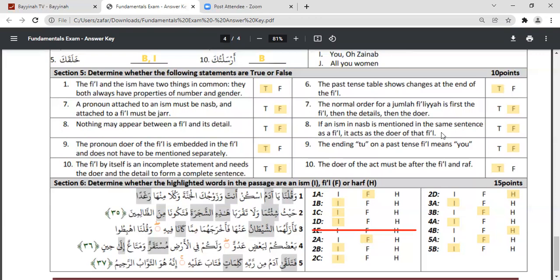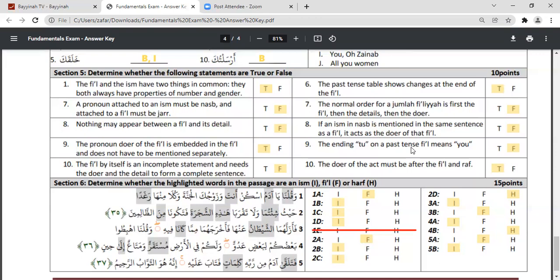No, not at all, because this is the first lesson that we did, that the doer is always in the rafa status, right? The ending tu on a past tense fa'il means you. So if we do nasara, nasara, nasaru, nasarat, nasarata, nasarna, nasarta, nasartuma, nasartum, nasarti, nasartuma, nasartunna, then ana nasartu. So tu is I, it is not you. So this is a false statement.